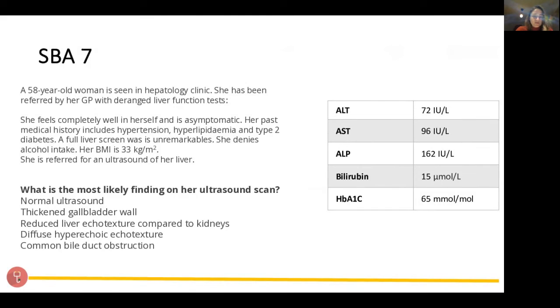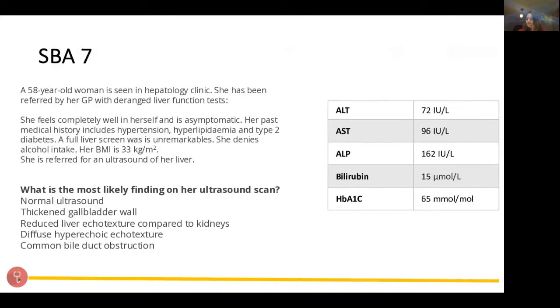So we want to know what is the most likely finding on her ultrasound scan. Is it normal ultrasound? Is it a thickened gallbladder wall? Is it a reduced liver echotexture compared to kidneys? Diffuse hyperechoic echotexture, or common bile duct obstruction?